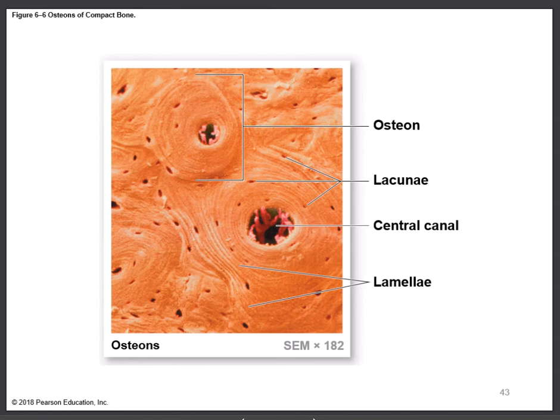Here's an actual micrograph. You can see they're actually pretty big. You don't really need to magnify them that much, but you can see these rings right here. All of these rings would be the concentric lamellae. You can see the lacuna, that's where the osteocytes would live. You can see the central canal. Here's a lamellae between this osteon and this osteon and this osteon. So this is probably an interstitial lamellae.